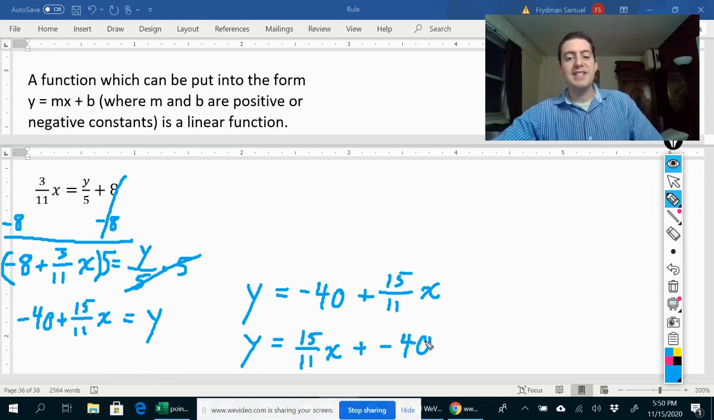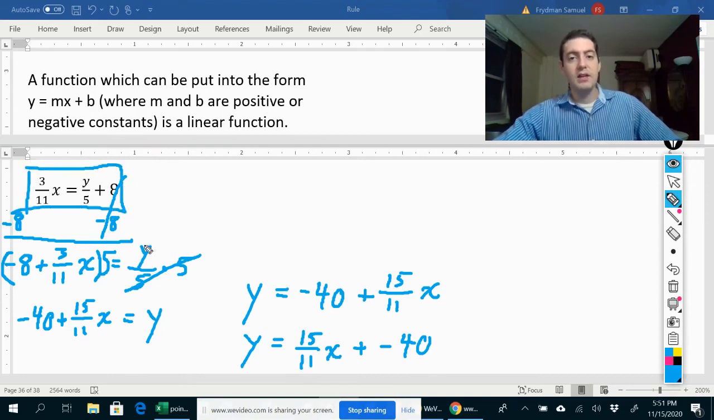So you can see that I did get it into this form where the y is by itself, and I have some number times x. So my m would be 15/11. That would be my m, plus some other number. So my b here would be negative 40. So this actually is a linear function.